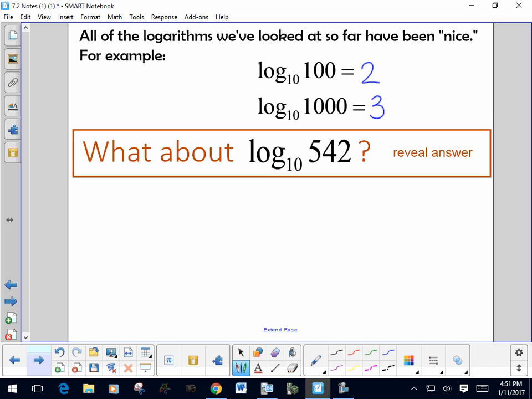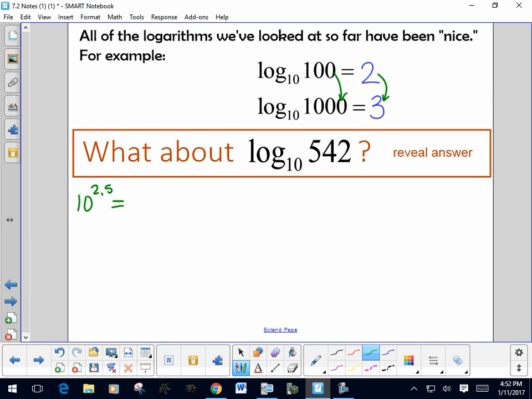But what if our log is not such a nice answer? Log base 10 of 542. How could we figure out the answer to this? Well, if 542 is between 100 and 1,000, our answer is going to be somewhere between 2 and 3. Somewhere in between there. Maybe it's 2.5. Is 10 to the 2.5 equal to 542?